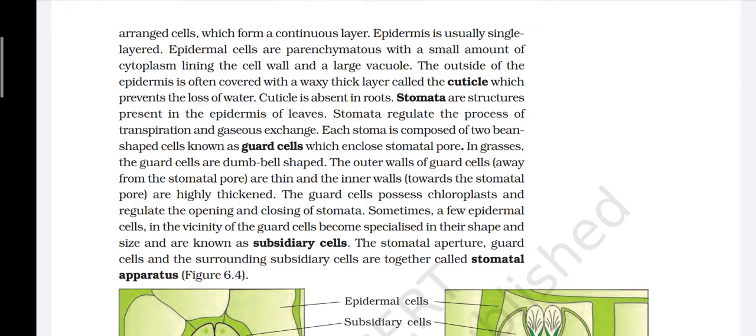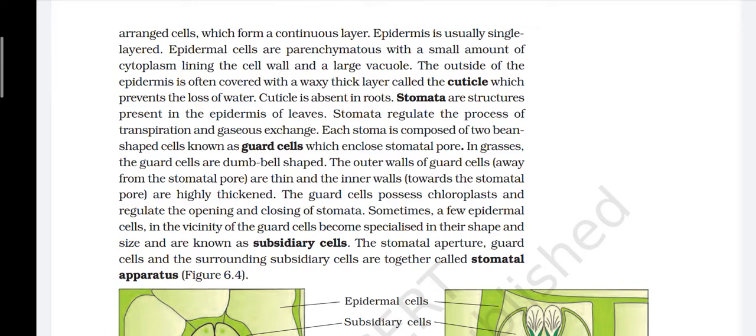Stomata are structures present in the epidermis of leaves. Stomata regulate the process of transpiration and gaseous exchange. Each stoma is composed of two bean-shaped cells known as guard cells, which enclose the stomatal pore.